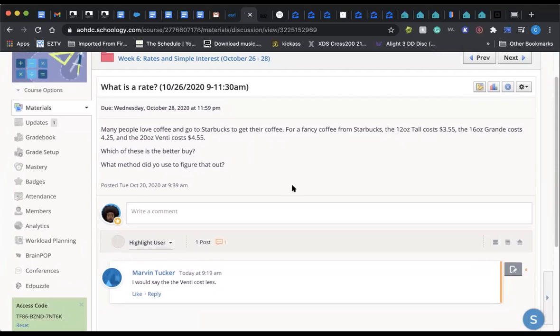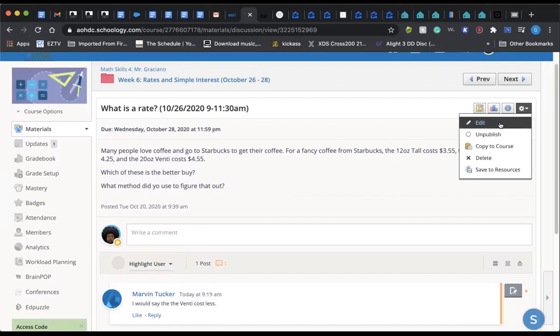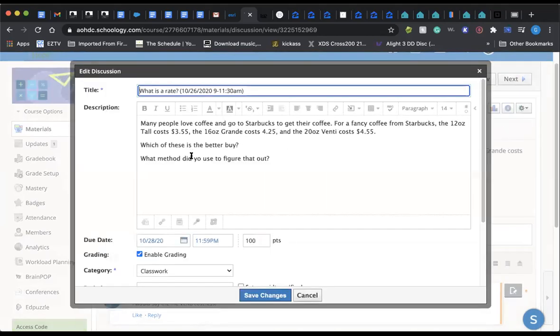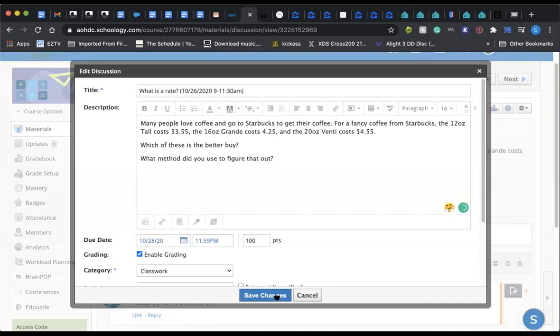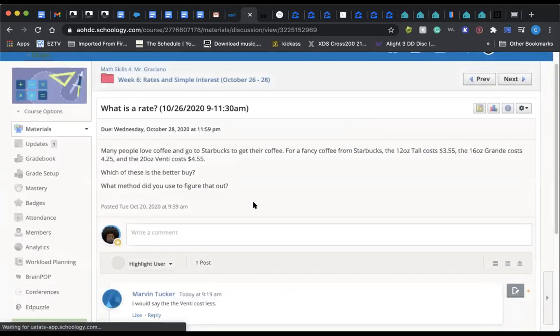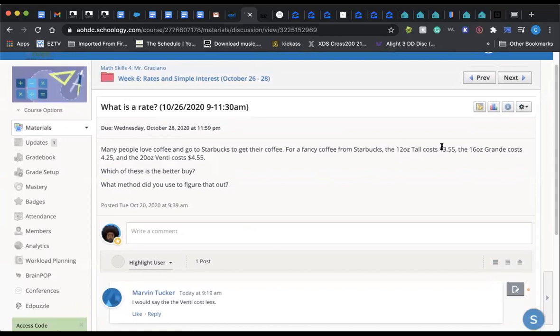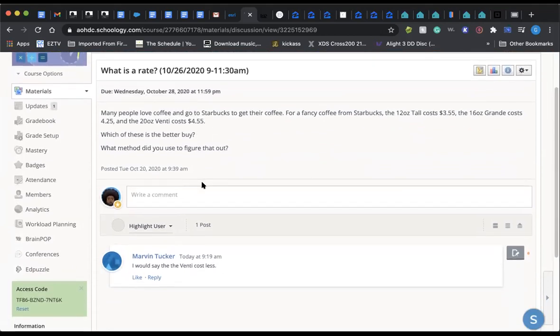But for a fancy coffee from Starbucks, the 12-ounce tall costs $3.55. The 16-ounce grande costs $4.25. And the 20-ounce venti costs $4.55. Which of these is the better buy? And what method did you use to figure that out? All right, so the tall costs $3.55, the grande costs $4.25, and the venti costs $4.55. Which of these is the better buy?